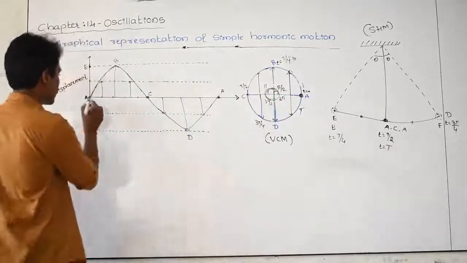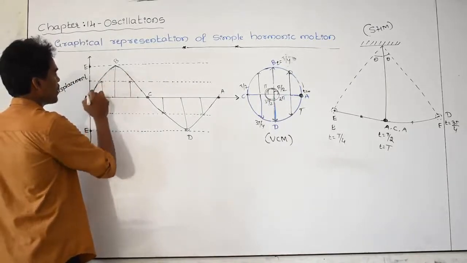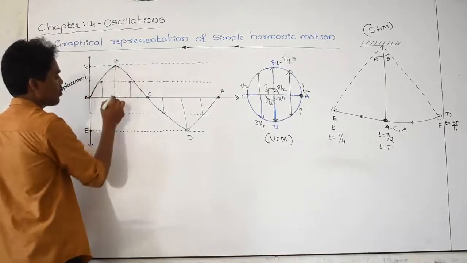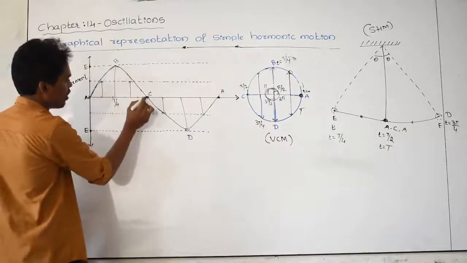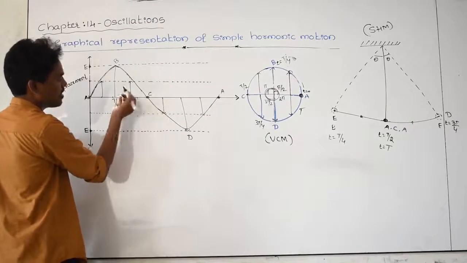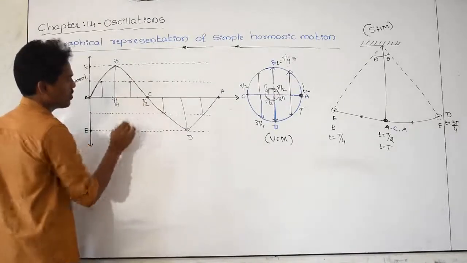And here this is 0 degree. Object is moving from this point to this point, A to B. What is the time taken by the body? That is t by 4. Again B to C, how much time is it taking? Again t by 4. T by 4 plus t by 4 means t by 2.